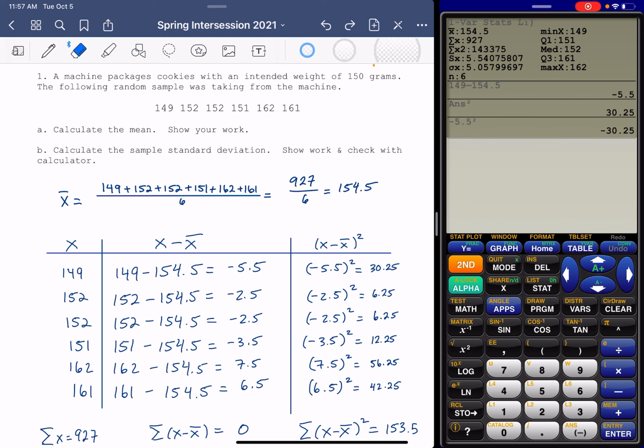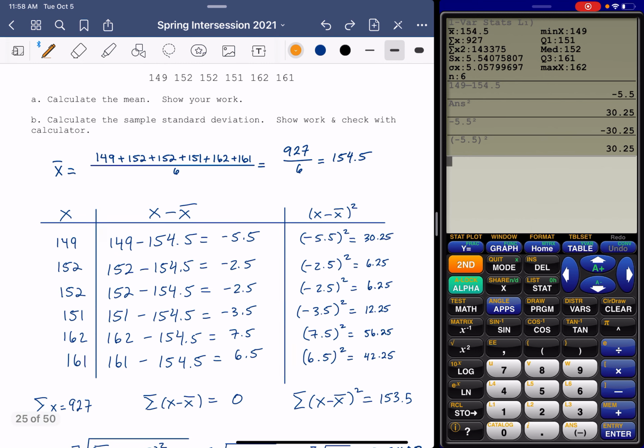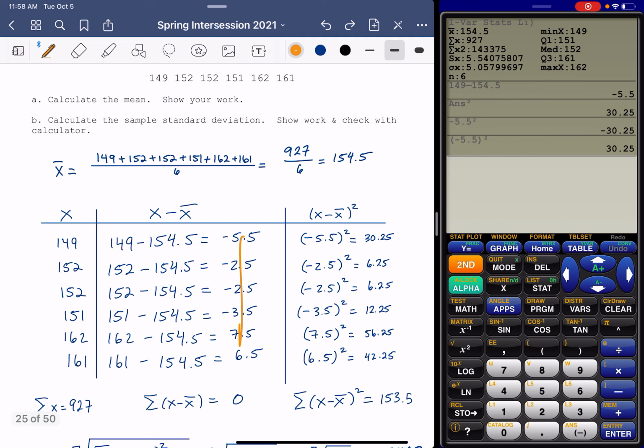Another way you can do this, of course, is parentheses, negative 5.5, close parentheses squared, enter. For sure, we're going to get that. Okay, so you have this answer. And that's what you need to do for the rest of this problem. Now, maybe you want to double check everything, check to see if these values are correct, right? That's going to be pretty straightforward.